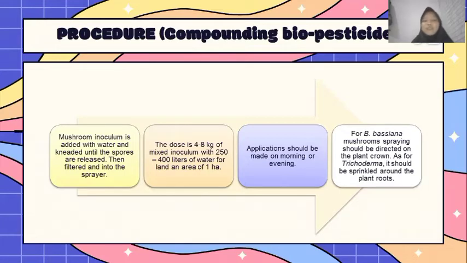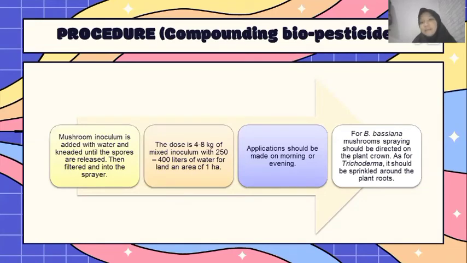Okay, the next procedure is how to compound biopesticide. Step 1 is mushroom inoculum is added with water and kneaded until the spores are released, then filtered and put into the sprayer. Step 2, the dose is 4 until 8 kilograms of mixed inoculum with 250 until 400 liters of water for a land area of 1 hectare. Step 3, applications should be made in the morning or evening by a sprayer.